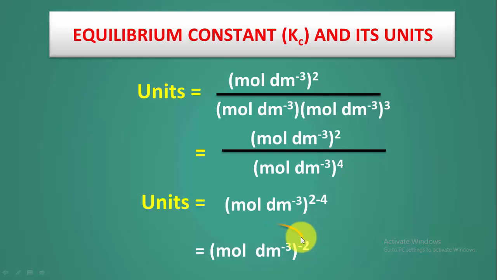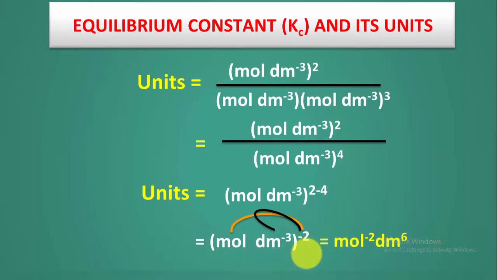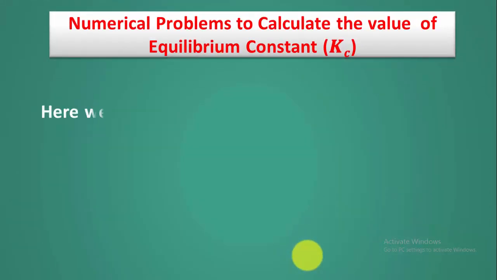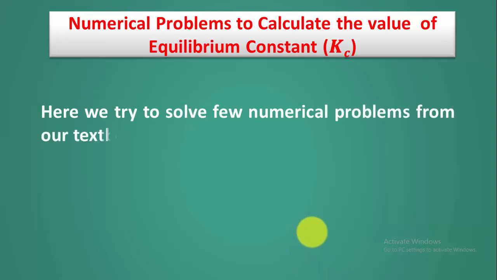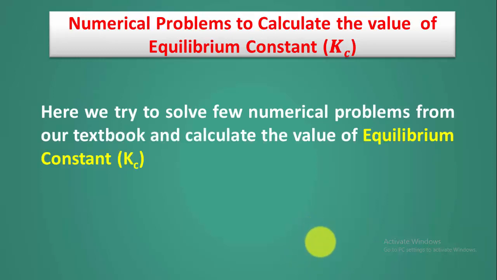So we can multiply minus 2 into mole, that is mole minus 2, and multiply dm to minus 2, that is equal to minus 3 multiplied by minus 2, that is equal to plus 6. So the units are mole minus 2 dm 6. So dear students, we found out the relation of equilibrium constant. So we try to solve a few numerical problems from our textbook and calculate the value of equilibrium constant Kc.